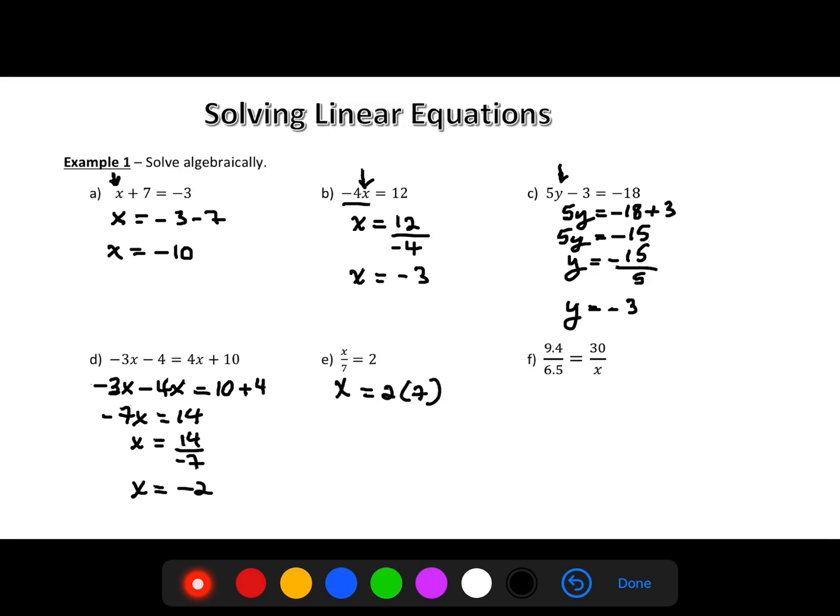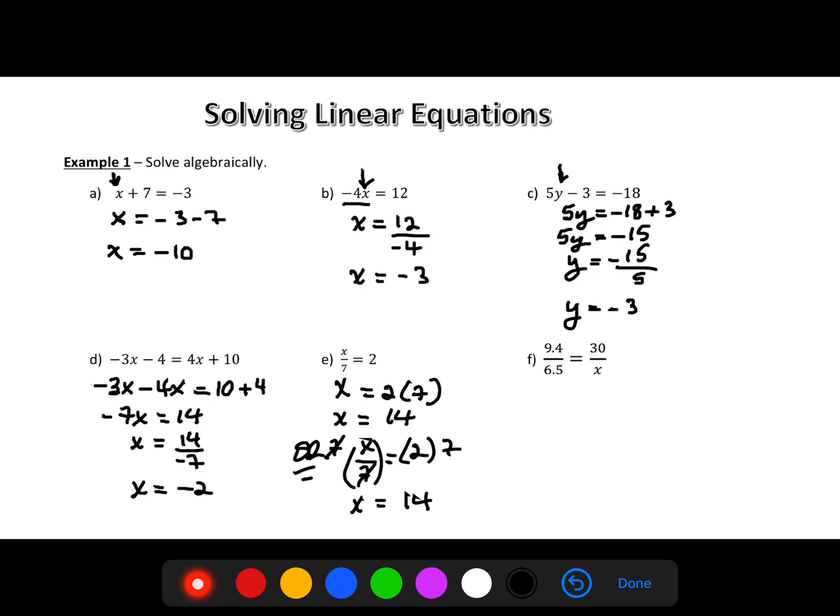And again, we can always check it by subbing into the original expression. For part E, in order to get rid of the 7, x was divided by 7, which means we're going to multiply by 7 on the opposite side. So x has to be equal to 14. Now, we could have also taken the denominator that we needed to get rid of and multiply both sides by that. Again, multiplying by 7, dividing by 7 gets rid of our 7 on the left. We're left with x equals 14.